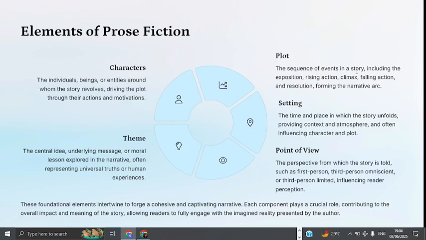So let's now move down to the next aspect of prose fiction, and that is the elements of prose fiction. So, what are the elements of prose fiction? As you can see on your screen, there are basically five elements of fiction. There we have the characters, plot, setting, point of view, and lastly theme. So these elements tend to captivate the reader's mood while reading a prose fiction.